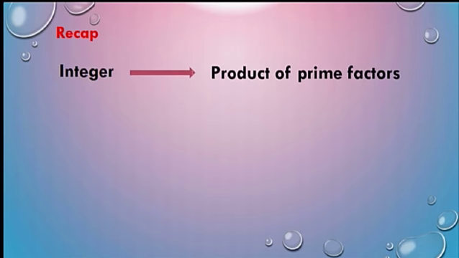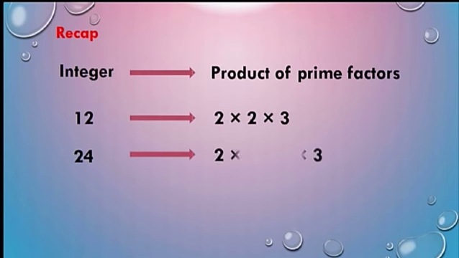To begin with, let's do a recap on certain things that you have already learned in grade 7. First, let's see how to write an integer as a product of its prime factors. Remember, in grade 7, you have used prime factors to find LCM of integers. So here again, we are going to recap on how to write a number as a product of its prime factors. Like here we have 12. 12 can be written as 2 times 2 times 3. Another example, 24 can be written as 2 times 2 times 2 times 3.